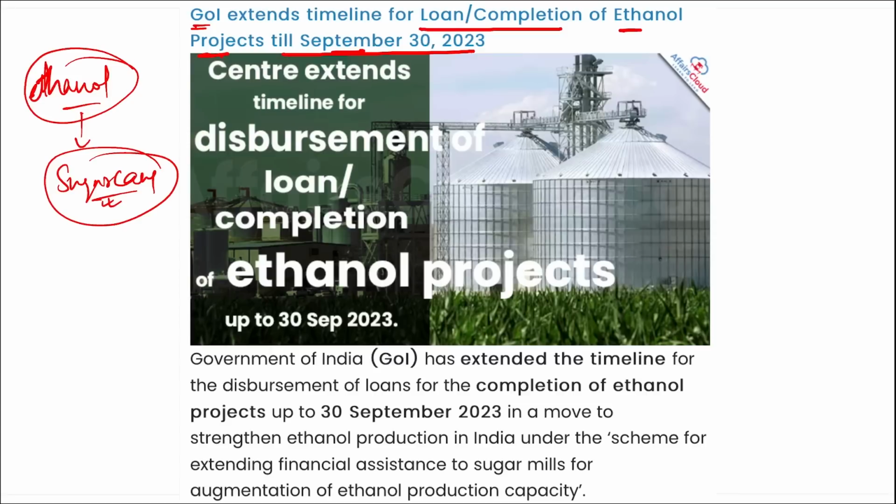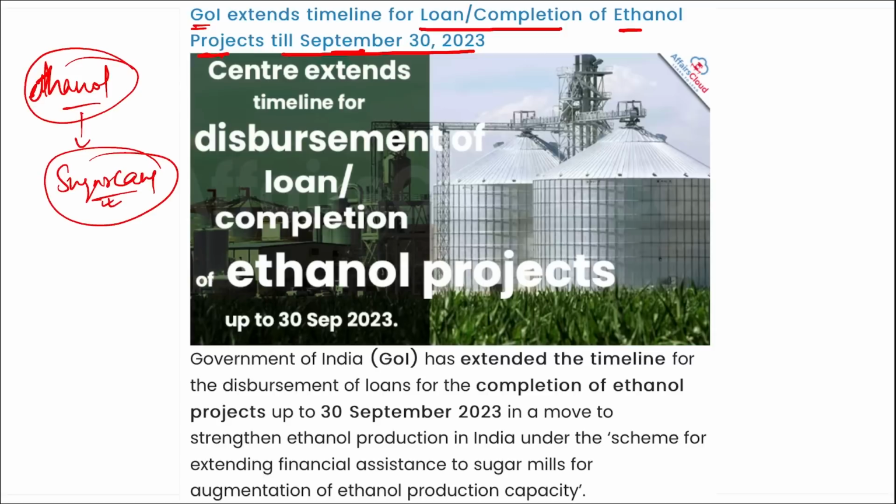This decision to extend the timeline was prompted by challenges faced in processing loan applications and coordinating with multiple agencies. Many project proponents were unable to observe the original deadline, resulting in delayed loan disbursement and incomplete projects, and the government recognized the need for the extension to address this issue.